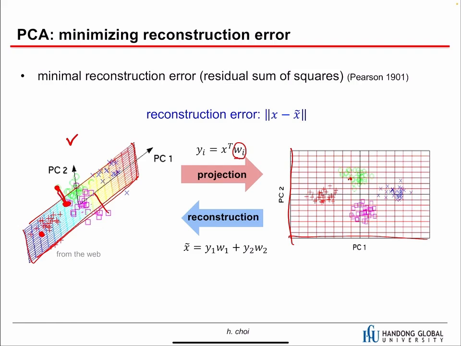We lost that information. So PCA wants to minimize this error. So when we reconstruct the data samples after projections, PCA wants to minimize this error. So it minimizes reconstruction error. Okay, the question is how?